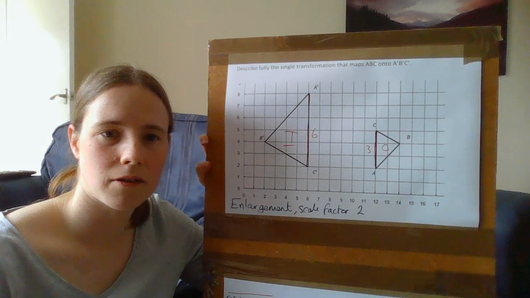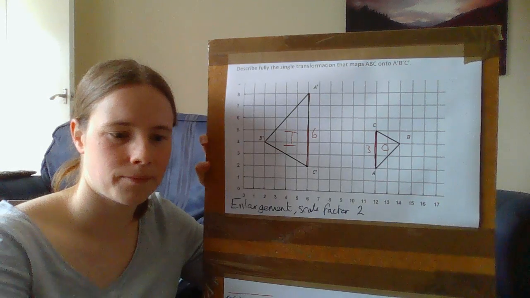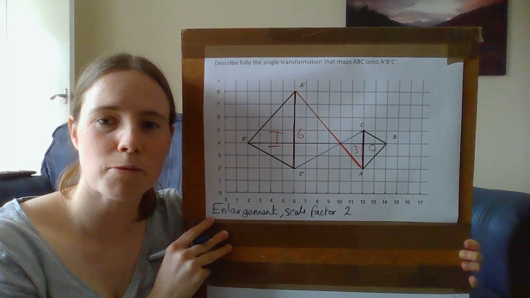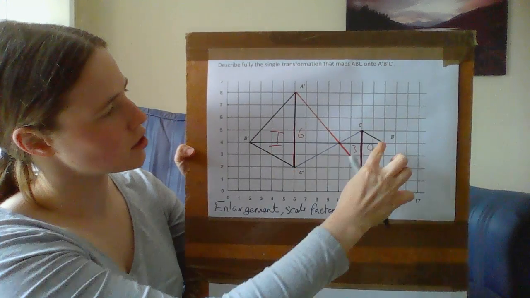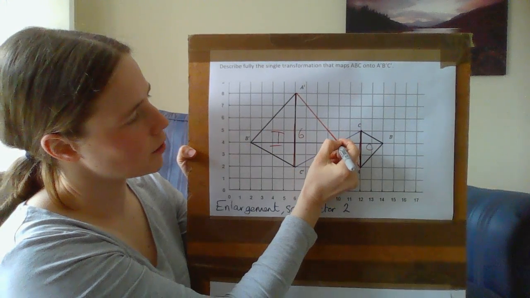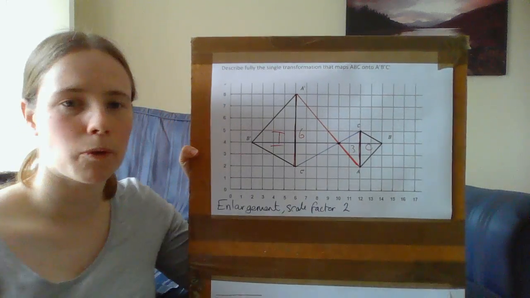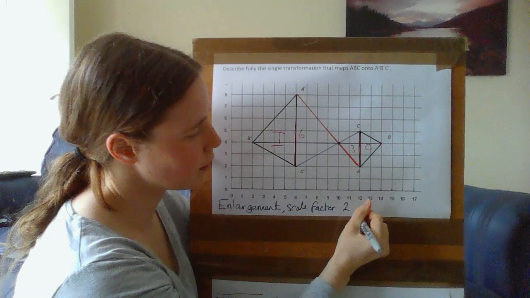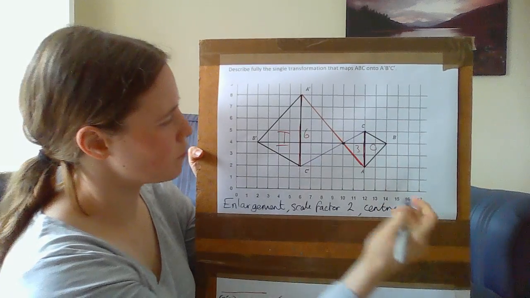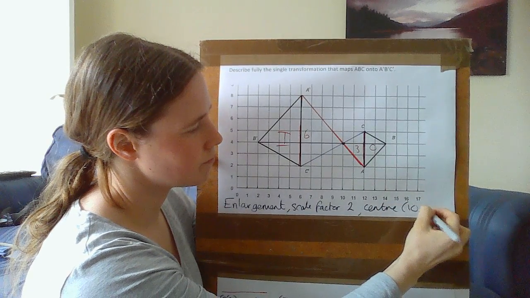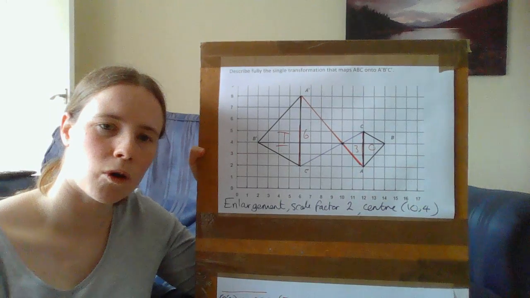What I'm now going to do is draw my ray lines on. Okay, so I've drawn my ray lines. I've gone from A to A', from C to C', and from B to B'. And you'll notice that all of my ray lines go through this point here. So that is the centre of enlargement, and that is the coordinate 10, 4.